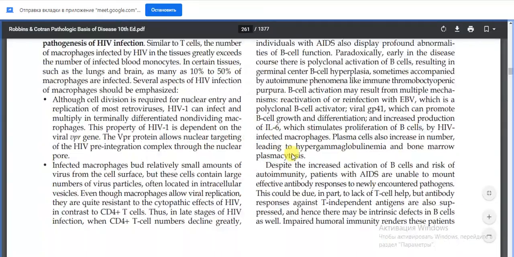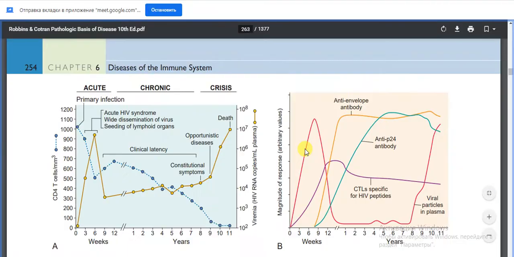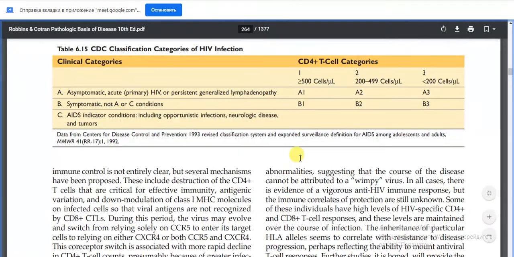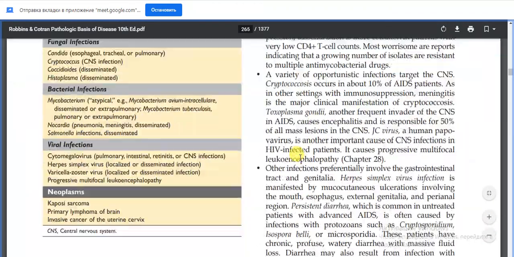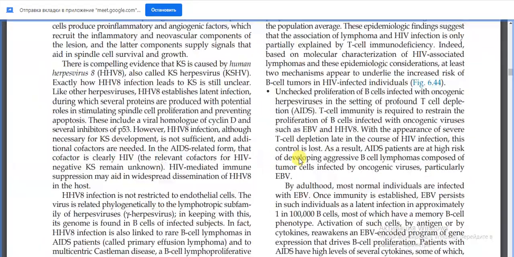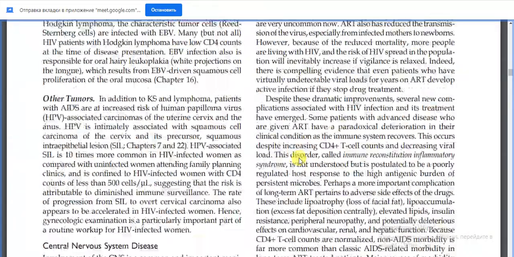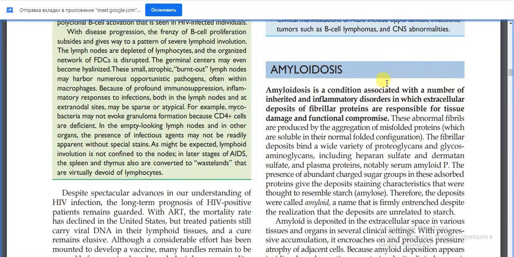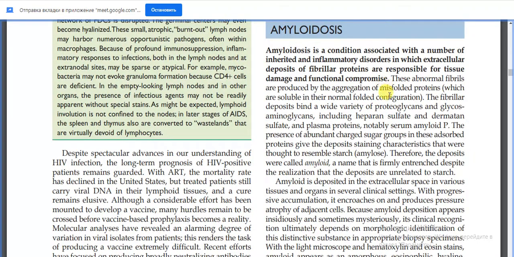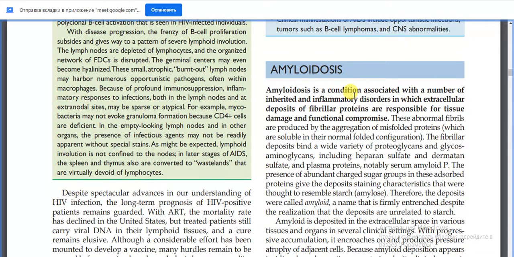And one more disease I want to tell you about is amyloidosis. So this was about HIV infection. Most of you already know about it, but in more detail we'll discuss it in the practical class. Amyloidosis is a condition associated with a number of inherited and inflammatory disorders in which extracellular deposits of fibrillar proteins are responsible for tissue damage and functional compromise.